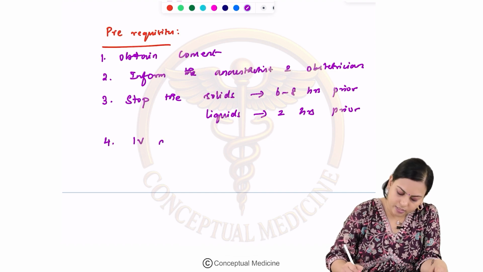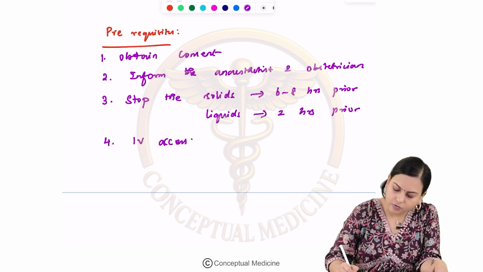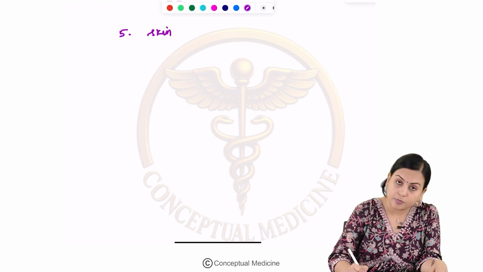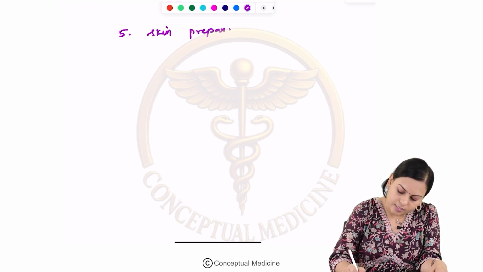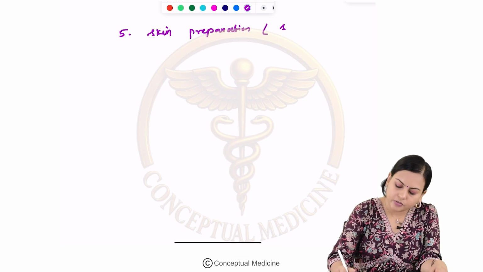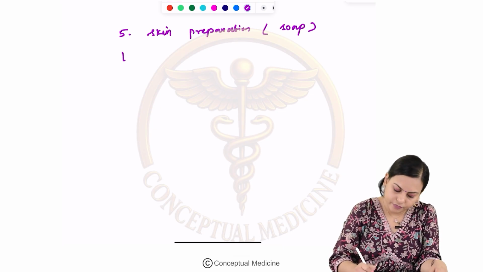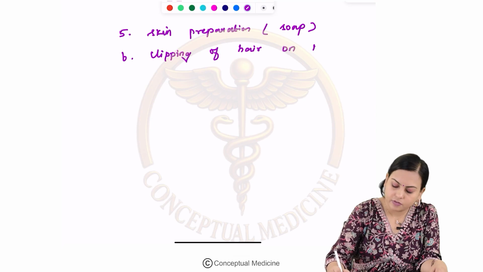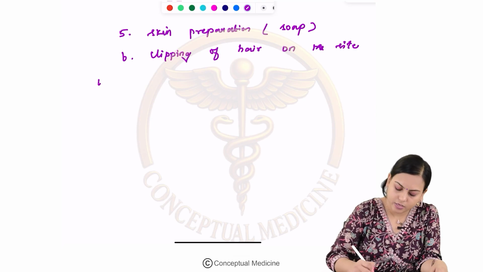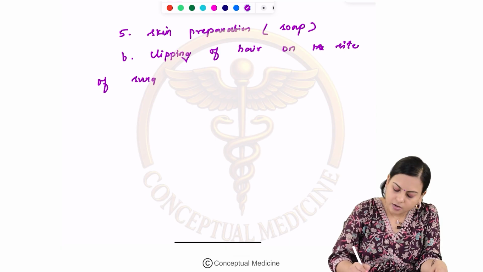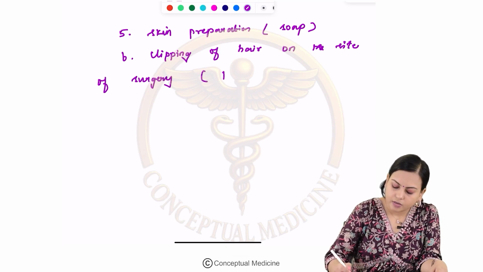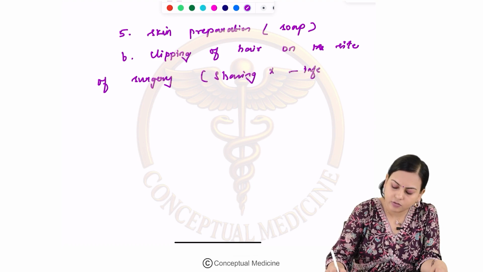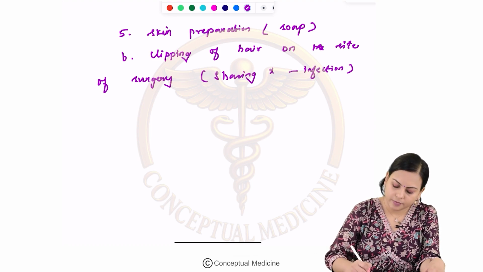You have to get IV access, okay, and then you have to do skin preparation. Skin preparation by using regular soap is also enough. You have to do clipping of hair on the site of surgery, okay, because you won't be doing shaving, okay. Shaving of hair is contraindicated because it can give rise to infection, okay.